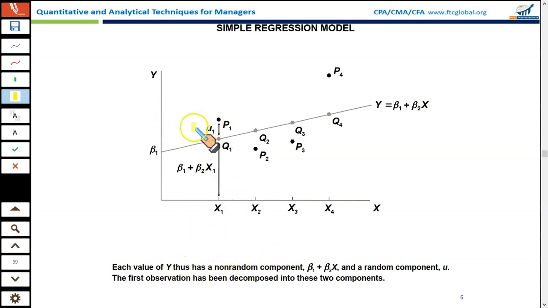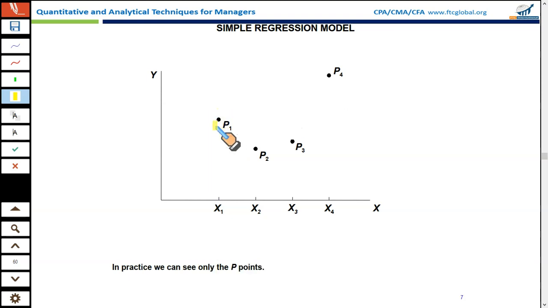This is the value of y. Let me point specifically here. It has two components. One is the non-random component, this part, predicted by the model, beta 1 plus beta 2 x, and a random component, this part, u. So this first observation has been decomposed into the non-random component and the random component. Absent any regression line, in practice we see these 4 points, P1, P2, P3, P4, showing a positive correlation but not an exact one.